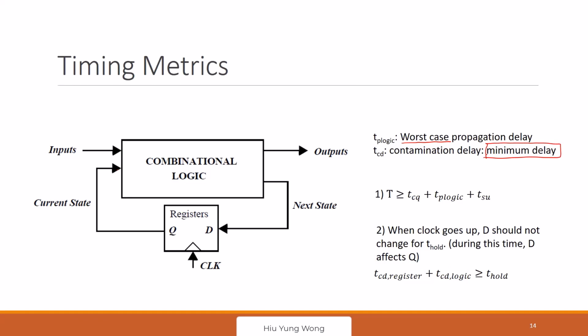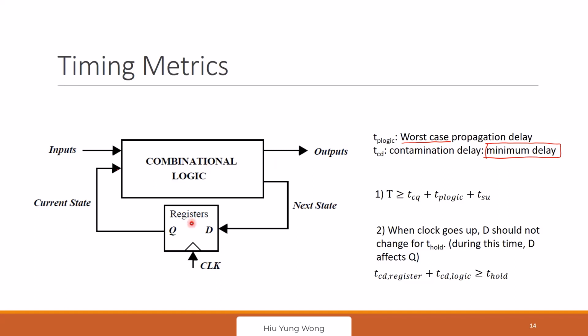I also need to know what is the fastest speed that the data will be copied from here to here. It cannot be copied too fast. If you do it too fast, you are going to screw up the circuit, for a reason we are going to explain. Okay, so contamination delay can be the contamination delay of the logic or the contamination delay of the register.